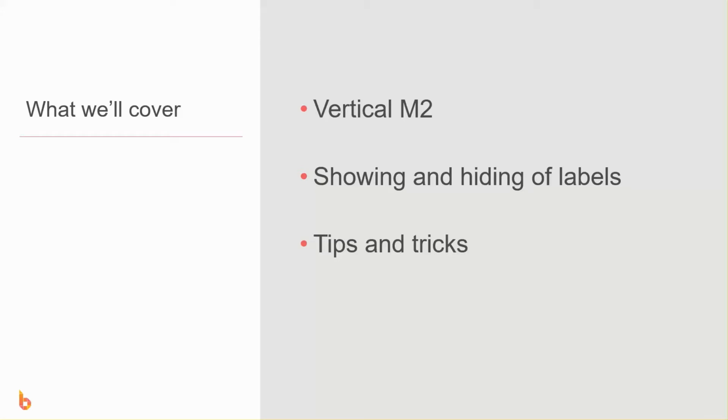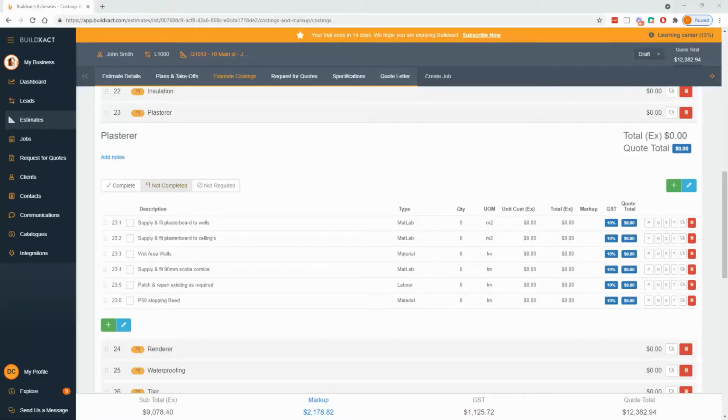In this video, we're going to look at vertical square meters and what kind of takeoffs you can do with it. We're going to look at showing and hiding of labels while you do these takeoffs, and a couple of tips and tricks along the way.